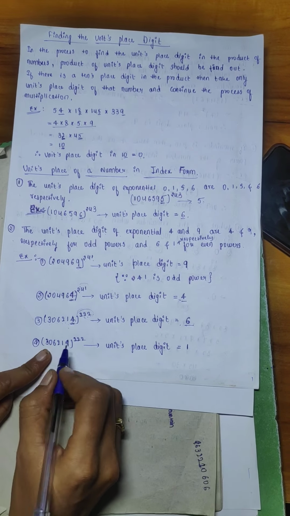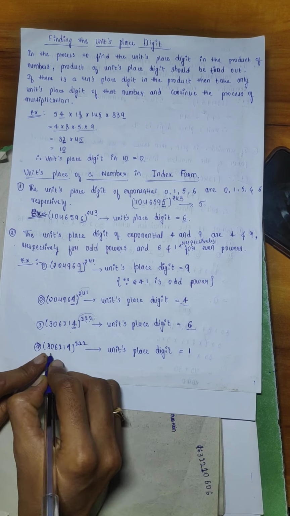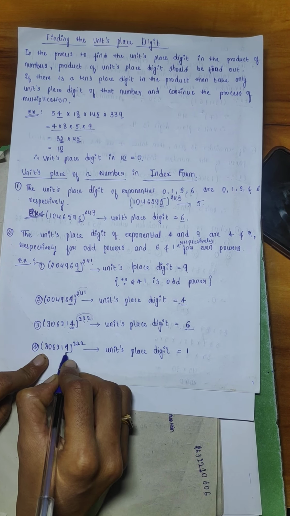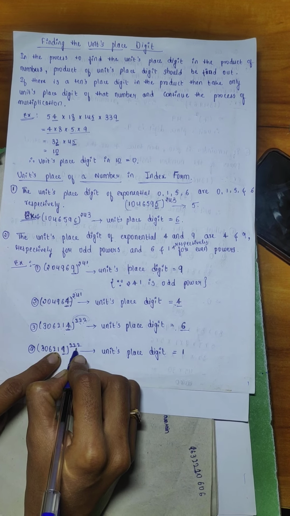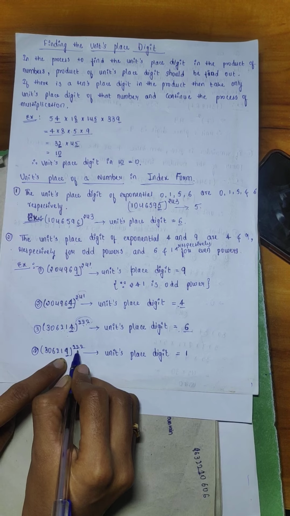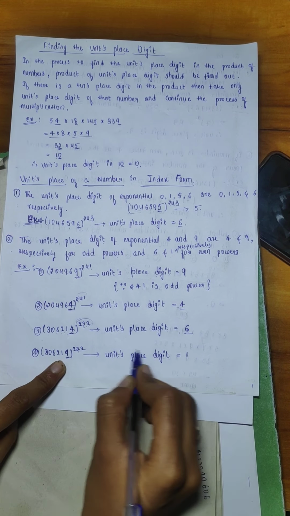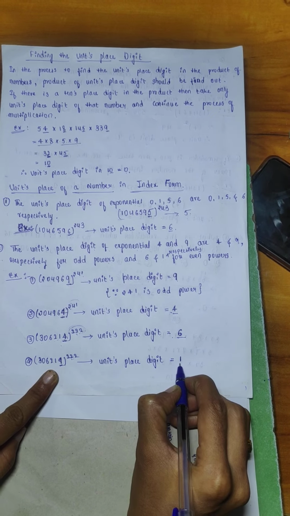Take the other example. In this problem, the units place digit is 9, but the given exponential power is even. For 9 with an even exponential power, after solving the problem, the units place digit that you will get is 1.